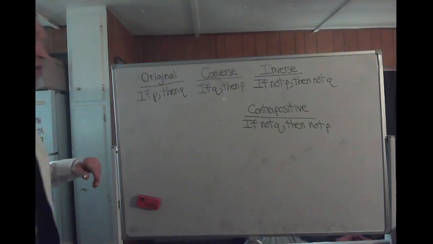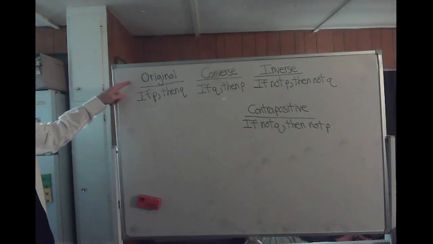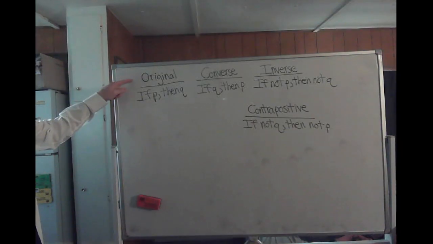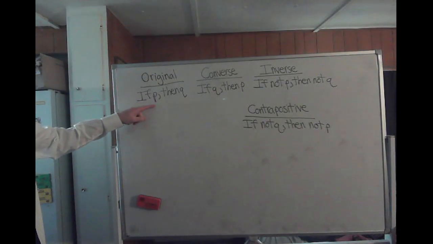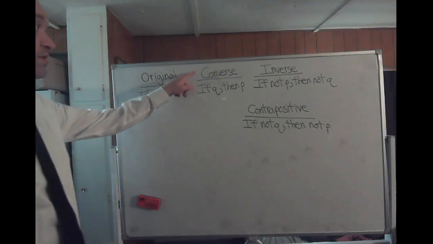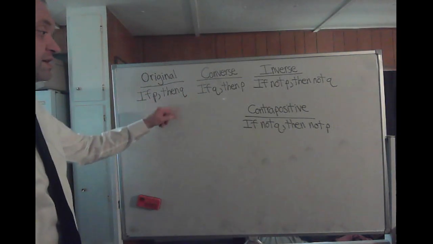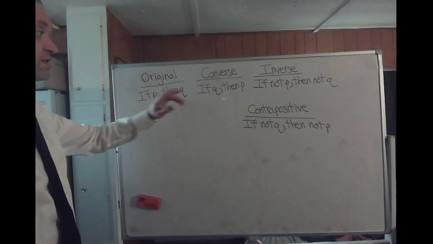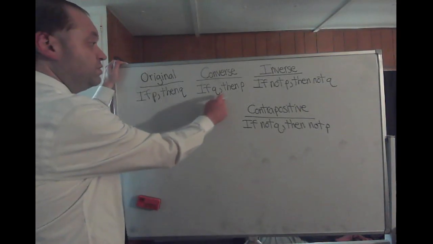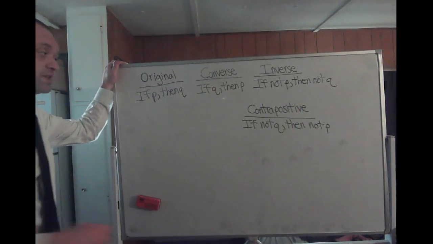So earlier in the course we talked about if-then statements. So the original statement will read something like if P then Q. We've seen those, and we've even dealt with their converse, which flips the hypothesis and the conclusion around. It says if Q then P. That's the converse.